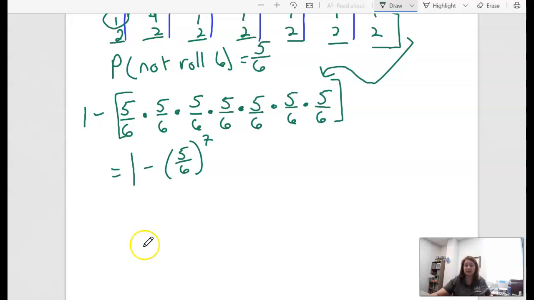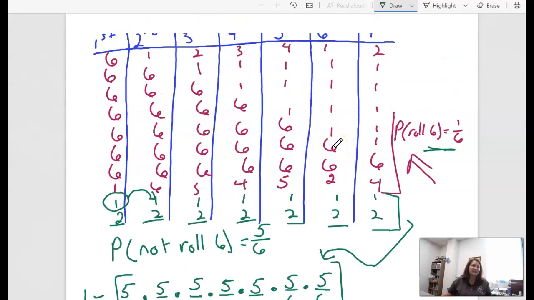So whenever you calculate this, you're going to do 1 minus and then 5/6 raised to the 7th power. And so you're going to get a 0.721. Let's do, why is my eraser not wanting to work now? Of course. I don't know. Okay, let's try this again. 0.721. Okay?